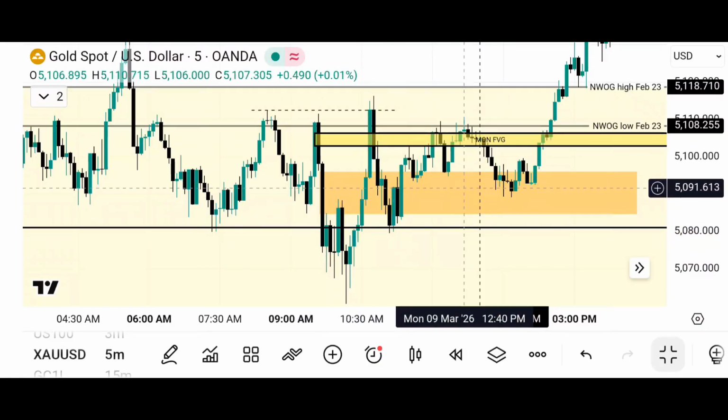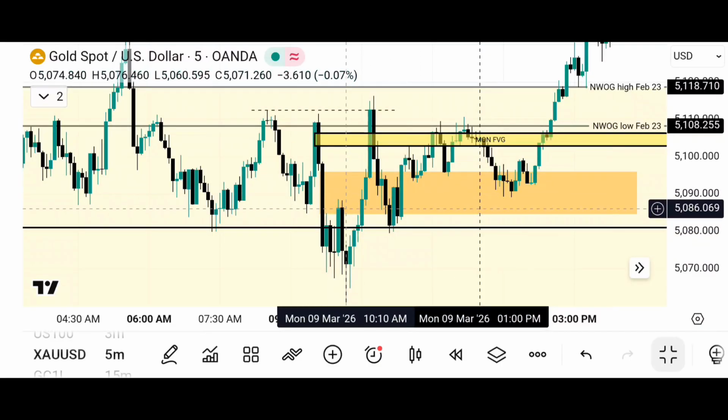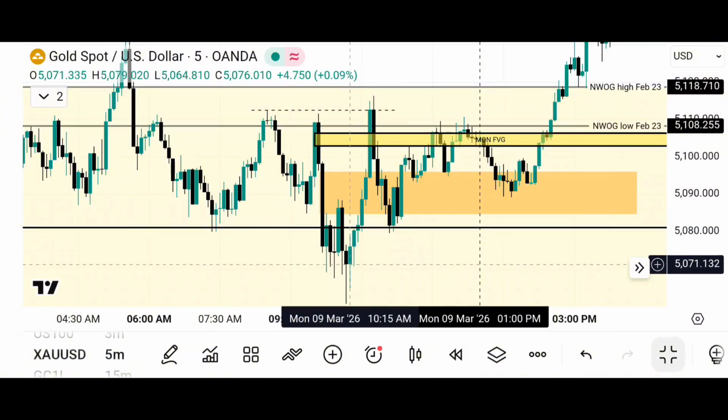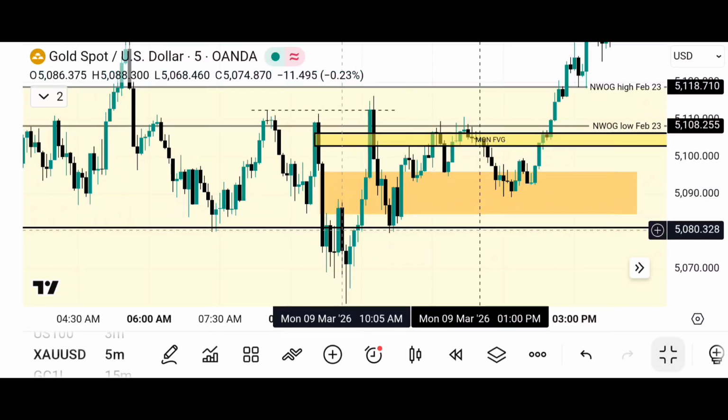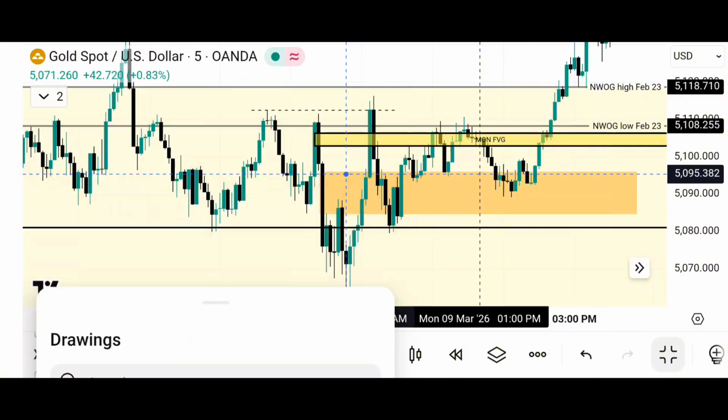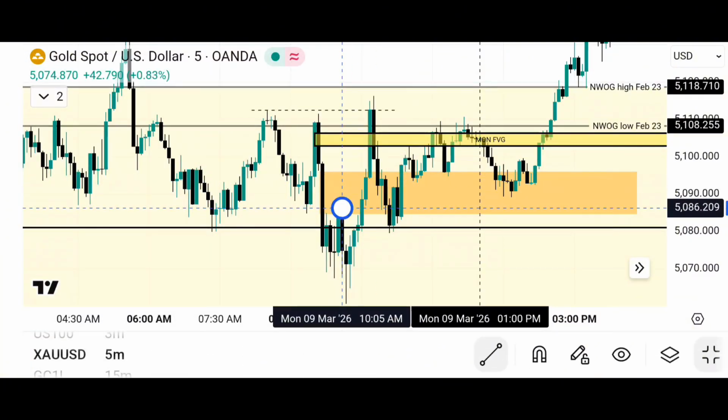So on the 5-minute time frame, the order block can be refined to this. You see this down close candle and this down close candle right here, followed by these up close candles. So this down close candle is an order block. This is another block.